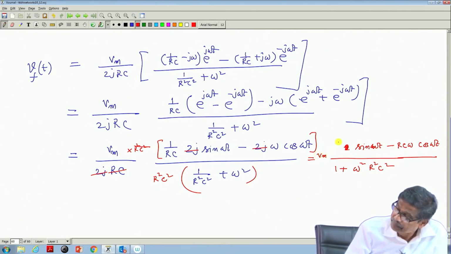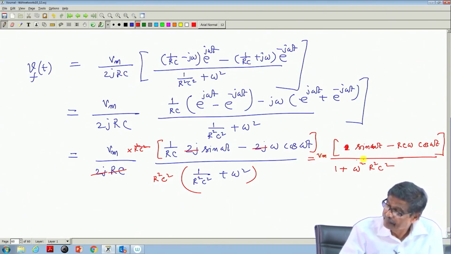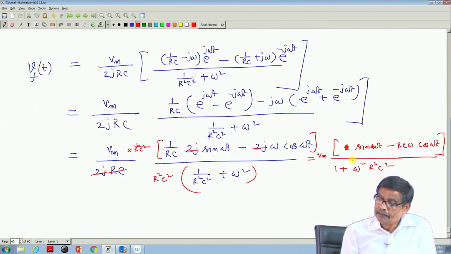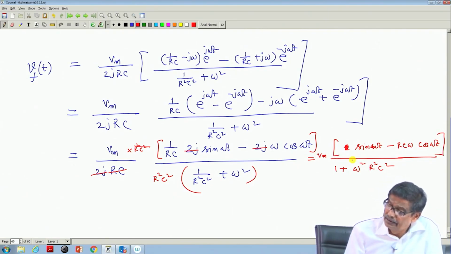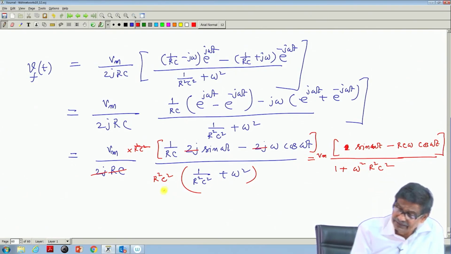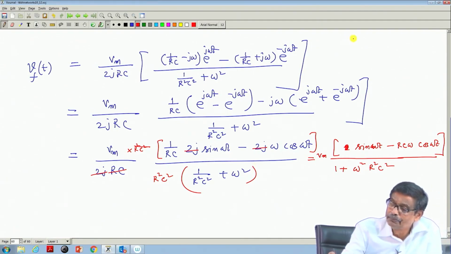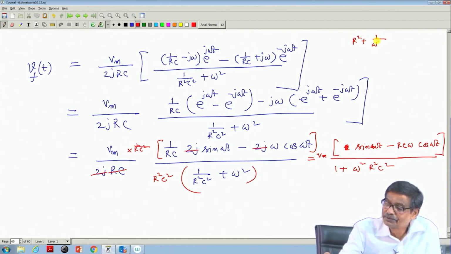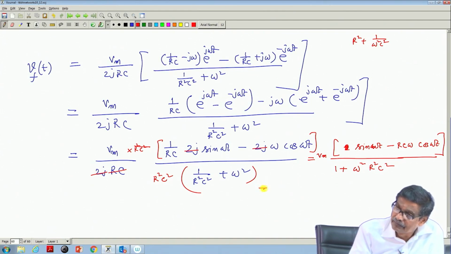This will be the thing. Now, we will write down another way, because you see impedance we know R square plus 1 over omega square c square. So, in that fashion I want to bring it, and I will be able to manipulate. How?